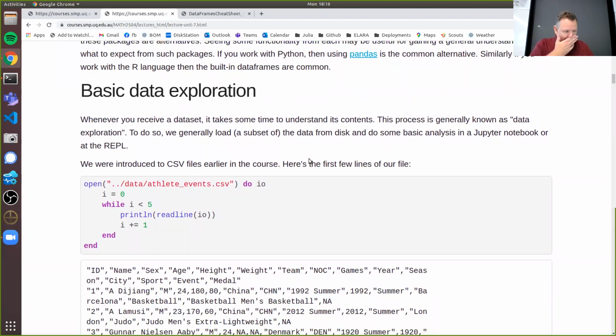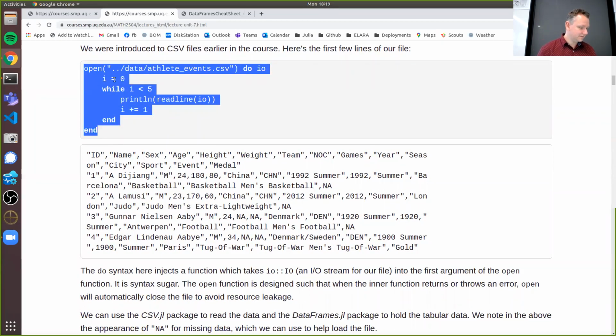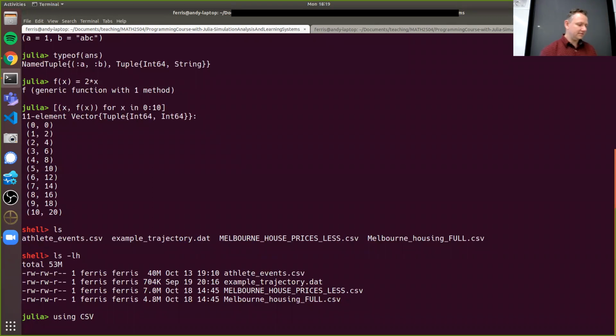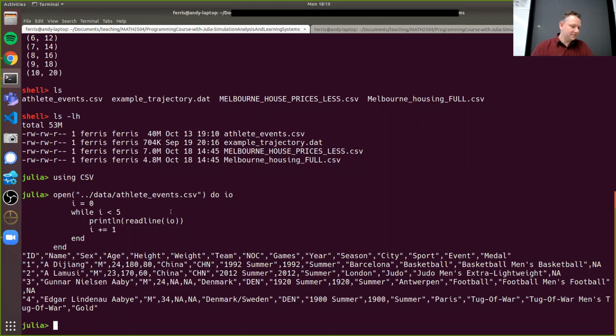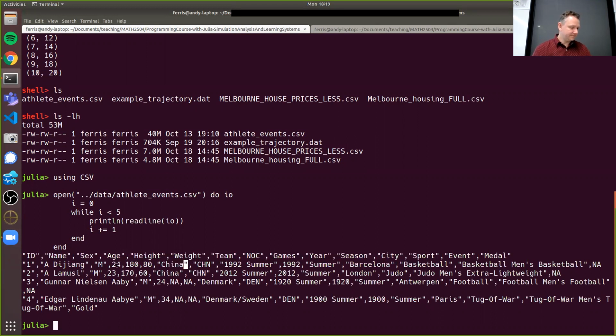Okay, so what we're going to do is imagine we're just handed a data set, and we're mathematical people, and we want to analyze it. So we're going to do something called data exploration. We're given this file here, and we want to know what's in it. It's a CSV file, so we could print its contents. I'll just do this at the REPL here. Oh, I don't need CSV for this, sorry. So I can just paste that in. So it's printed out the first few lines of this file. The header row has the names of the columns: ID, name, sex, age, height, weight, and then it has all the data, okay?